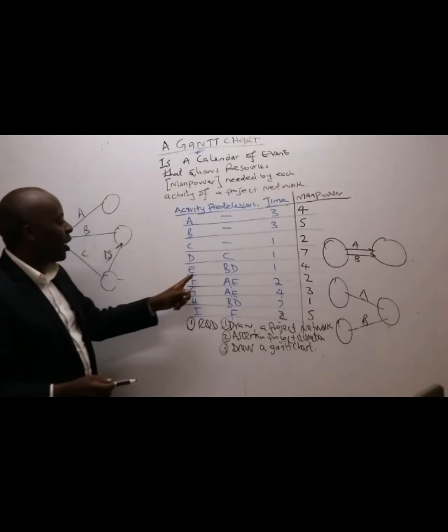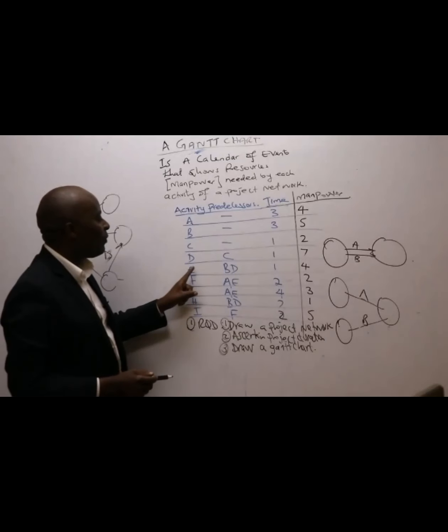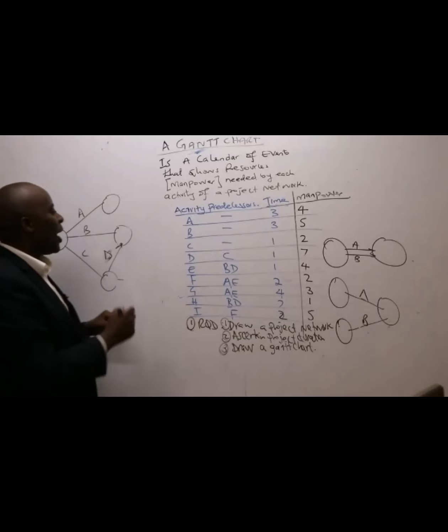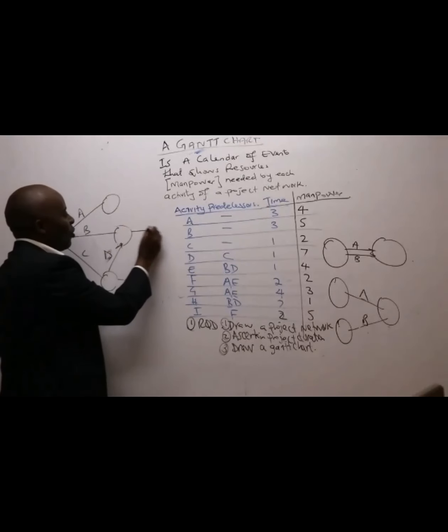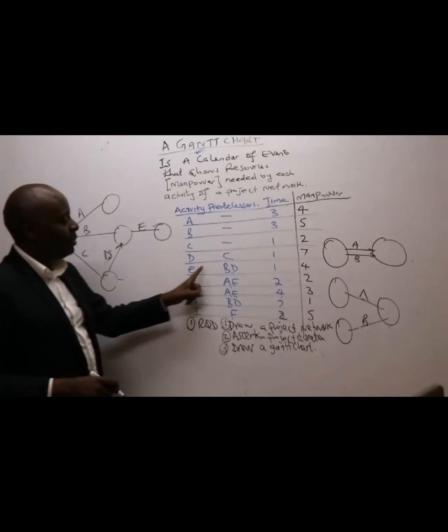Now, after B and D have ended together, then we have E for egg. E can come very comfortably out of this. That is E for egg. So E comes after B, D.